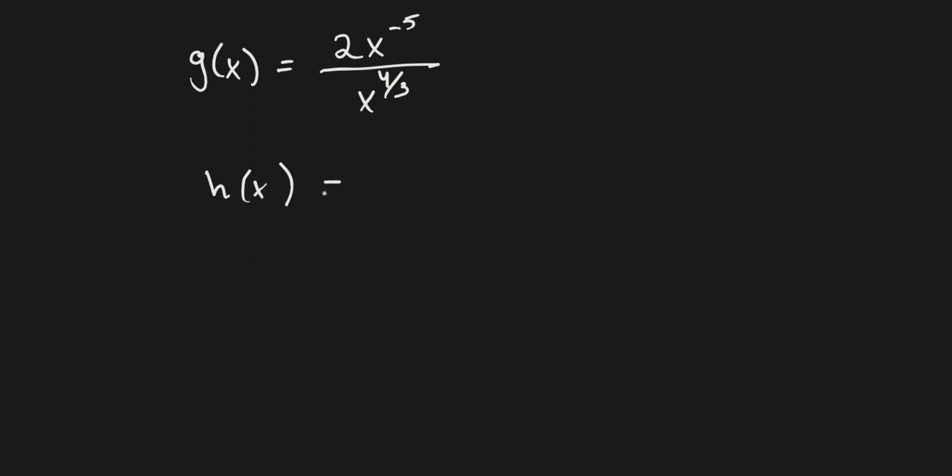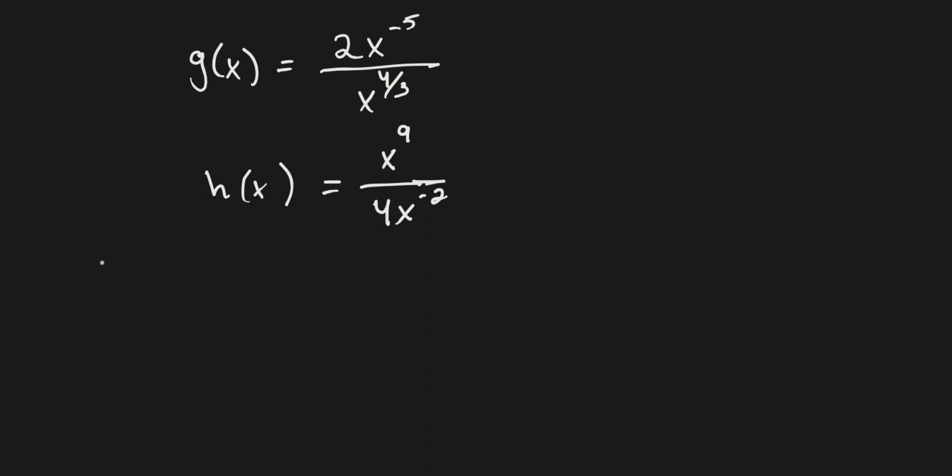So let's say that I had g of x is equal to, let's do something interesting. Let's say that we had 2x to the negative fifth power over x to the 4/3 power, and then h of x was equal to, let's say we had x to the 9th power over 4x to the negative second power. So we have some rational exponents. We have some negative exponents. We have some other things. Let's just multiply and divide the two functions.